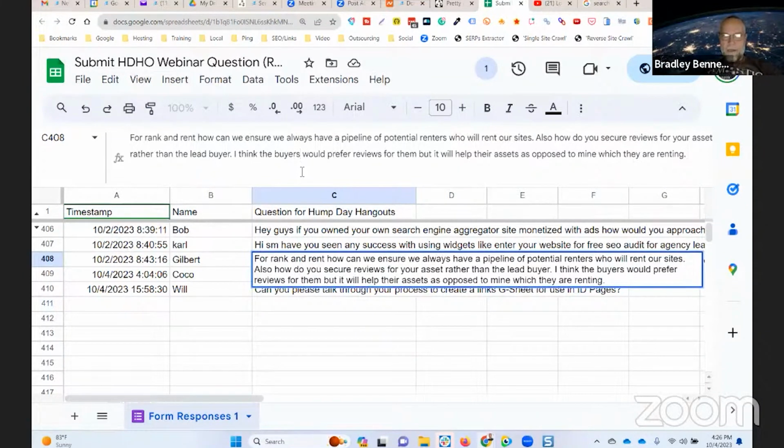Okay. And how do you ensure you always have a pipeline of potential renters who will rent out your sites? Well, market to contractors or business owners that provide that service in that same area, and get them onto a call and have a chat with them, right? Let them know you've got leads in their area, or that you potentially have leads in their area. Would they be interested? I mean, you have to do marketing and sales to even find lead buyers, guys.